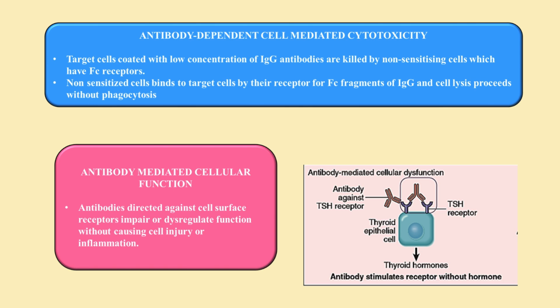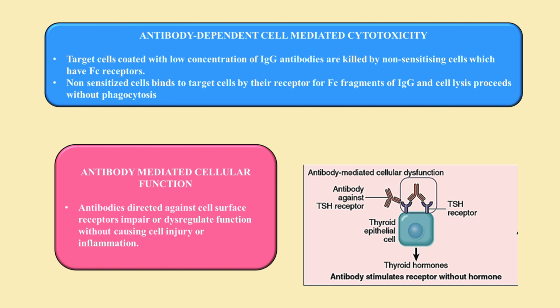So how are target cells killed? These target cells are coated with a low concentration of IgG antibodies. The non-sensitizing cells have Fc receptors which bind to these IgG antibodies and result in cell lysis without causing any phagocytosis.